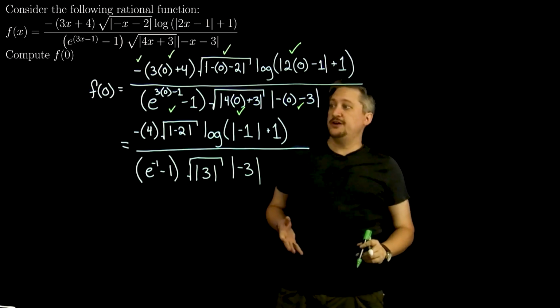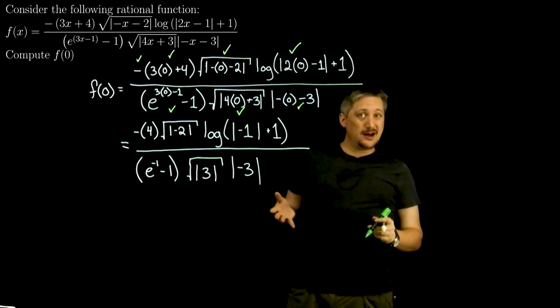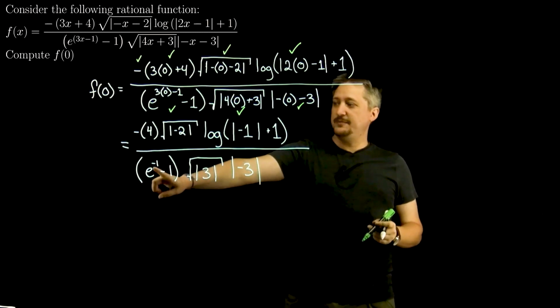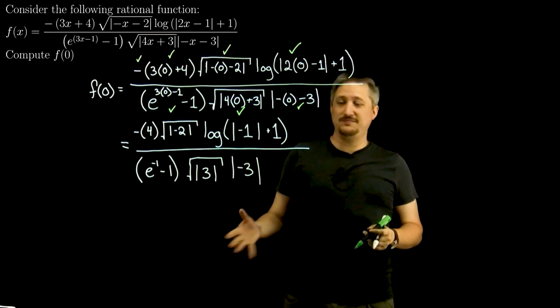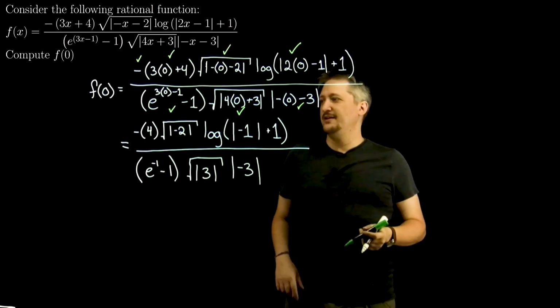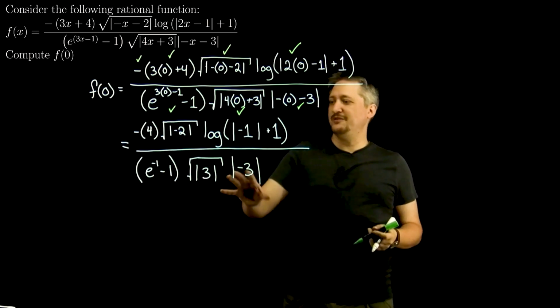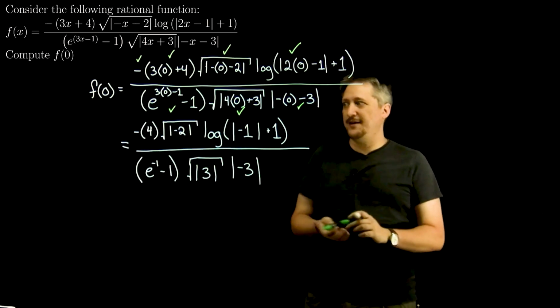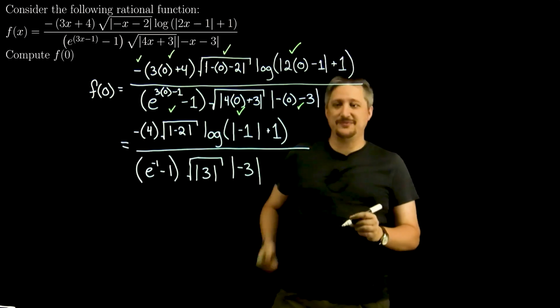Now there is a little bit more I can do, although not a lot actually, because we want exact answers, and e to the minus 1, that's actually as good as it gets. I can't do much with that. But I can evaluate the absolute values where they're just numbers and clean it up a little, but it's not going to change a lot.